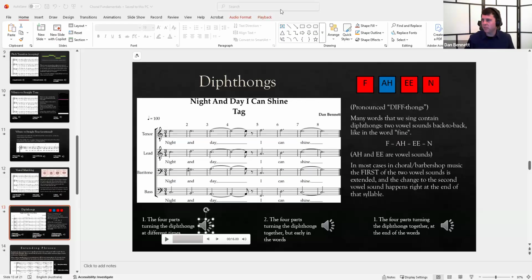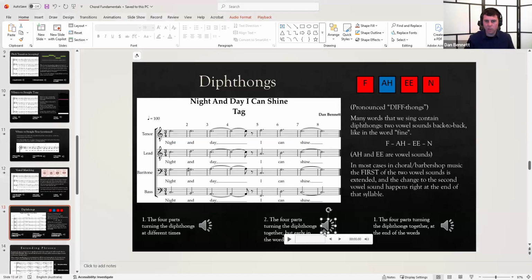If you listen to the second example one more time, you might notice that turning the diphthongs early in the word is something that happens in country music a bit. So here's number 2, diphthongs early.